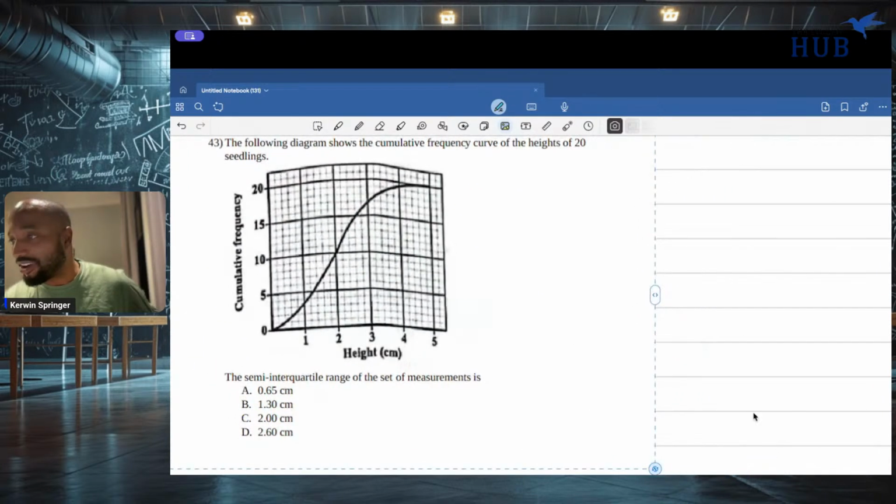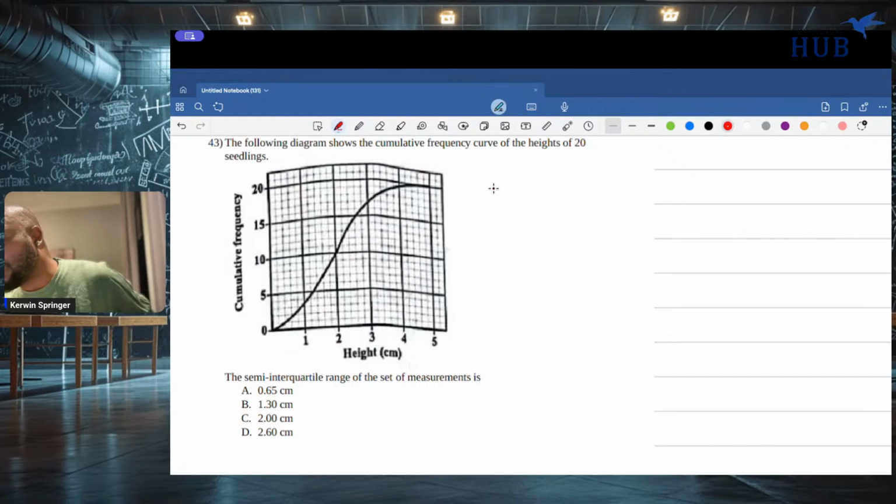The following diagram shows the cumulative frequency curve of the heights of 20 seedlings. Didn't I just do something like this? 5, and what was this? This is 1, 2. It wasn't exactly this one. So this is like 1.25, and so this is Q1. Q2 will be here. Q3 will be here.